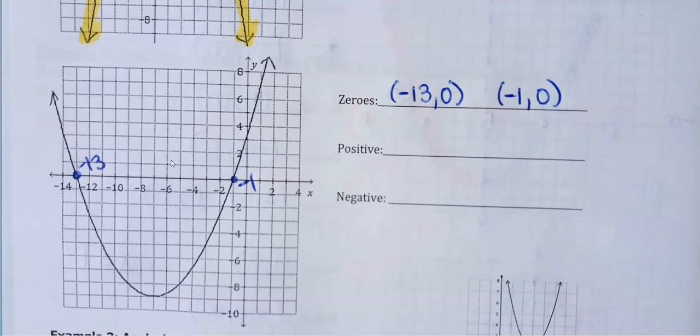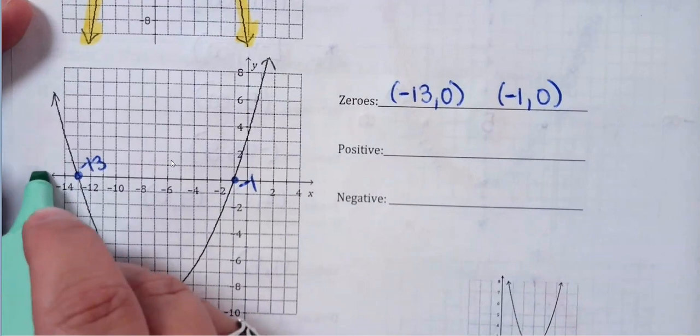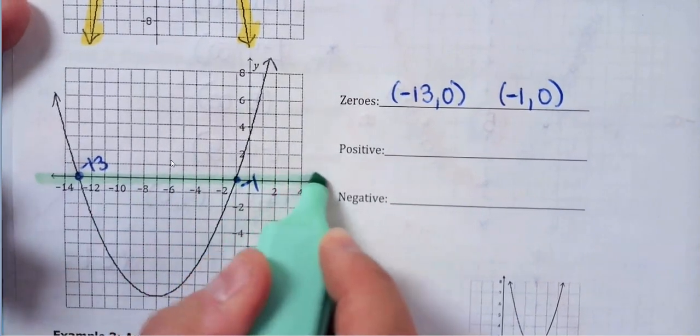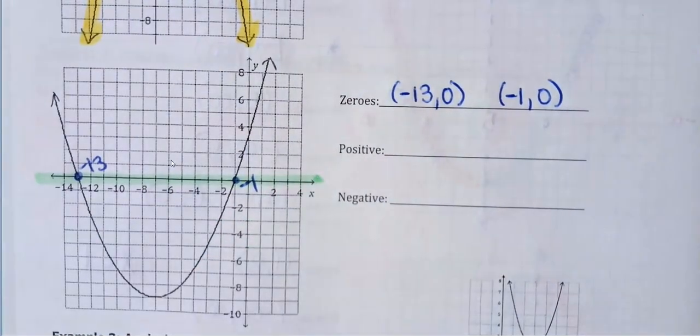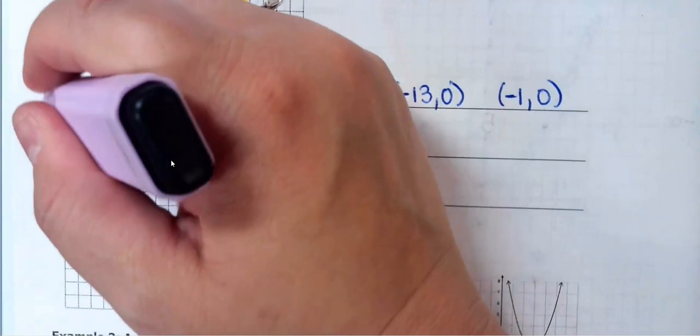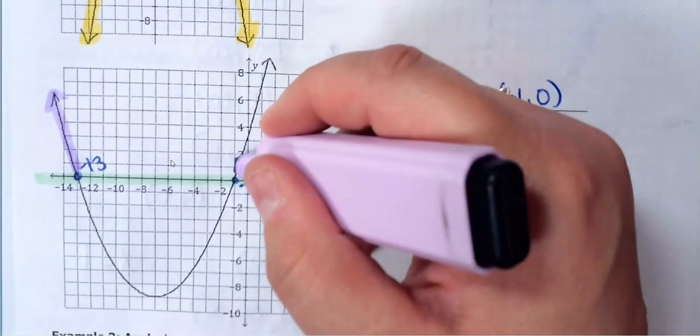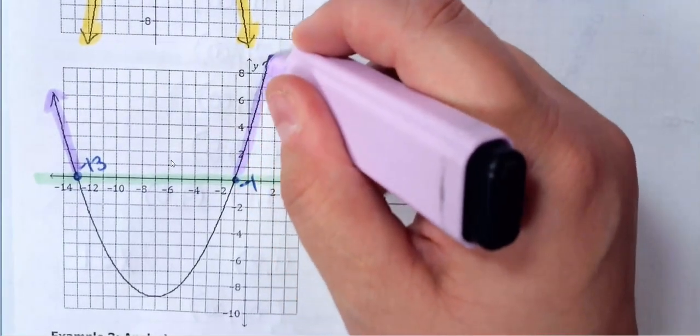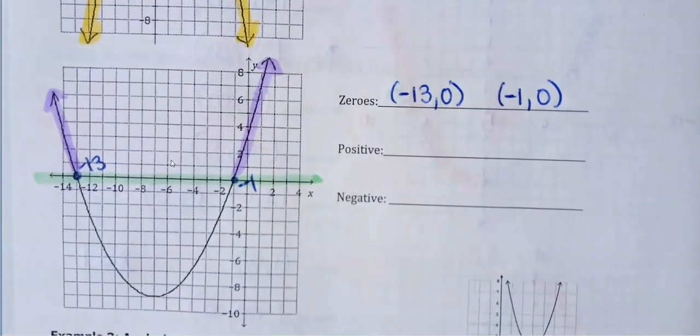Now, I'm going to highlight my x-axis here real quick. So this is the dividing line for where I switch from positive to negative. Anything above the x-axis is going to be positive. So I've actually got two pieces here that are positive. So to the left of the negative 13 and then to the right of the positive 1.